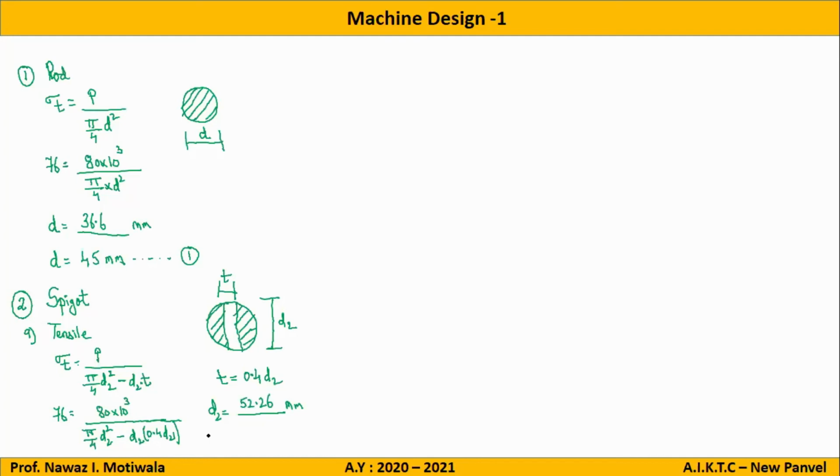52.26. So let me now approximate D2 as, let us say, 60 mm. Okay, so this is my final D2. And now, if D2 is 60, what will be T? It will be 0.4 times 60, which is equal to how much? 24 mm. Correct? Yes, sir. Okay, so I got the answer for D, I got answer for D2, I got answer for T.